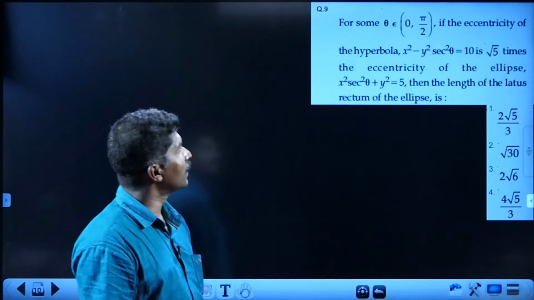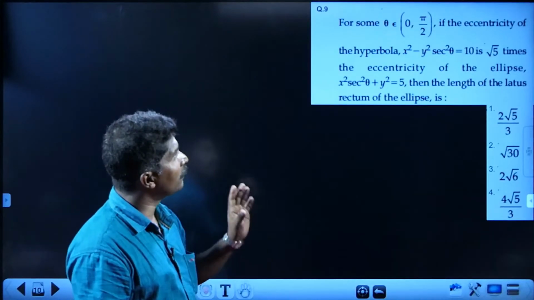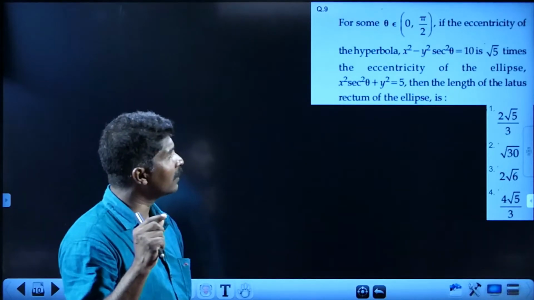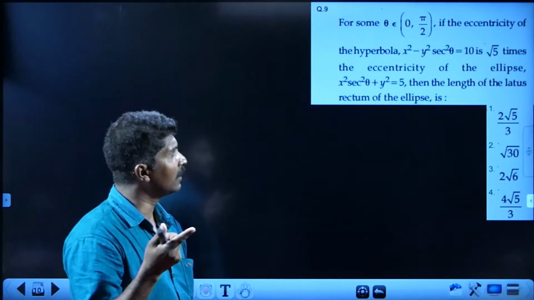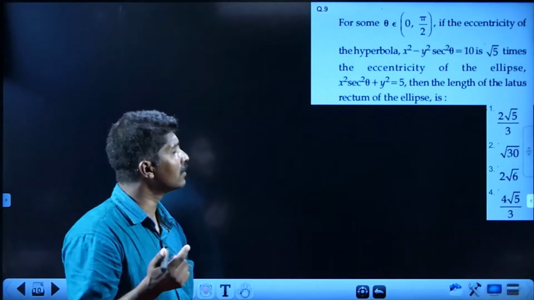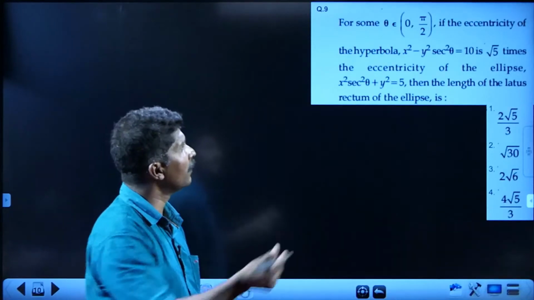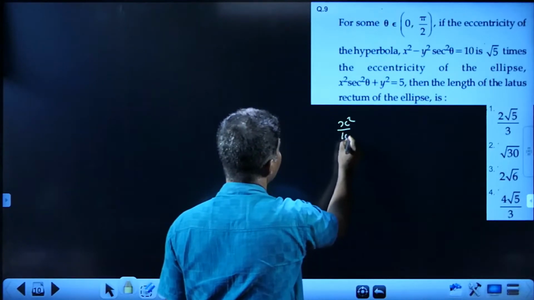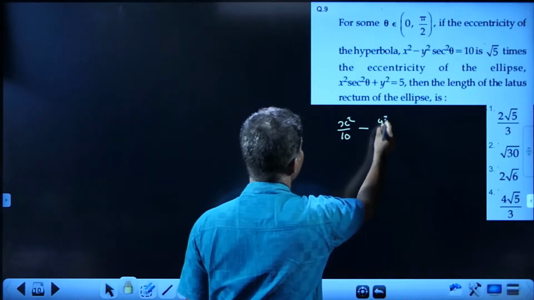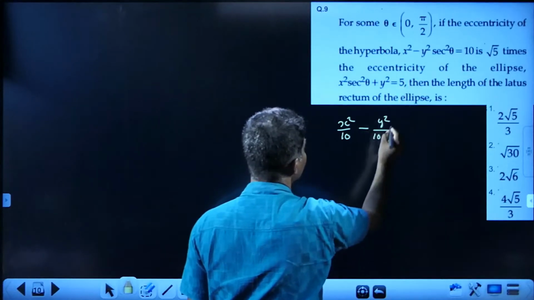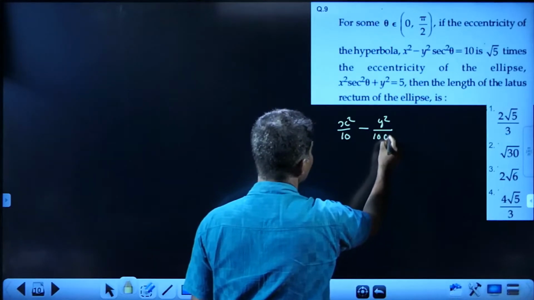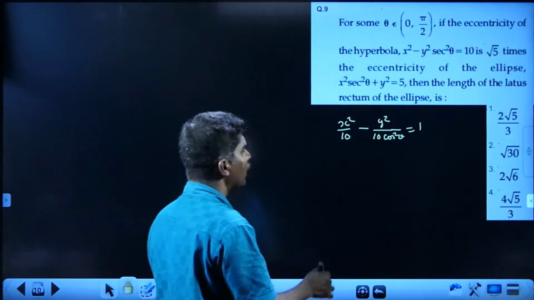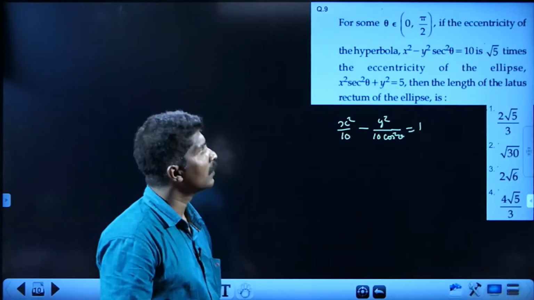For some theta belonging to 0 to pi by 2, consider the hyperbola x square minus y square into sec square theta is equal to 10. Shall we write it in standard form? Dividing by 10, I will write it as x square divided by 10 minus y square divided by 10 cos square theta, that is equal to 1. Now the hyperbola is in standard form.